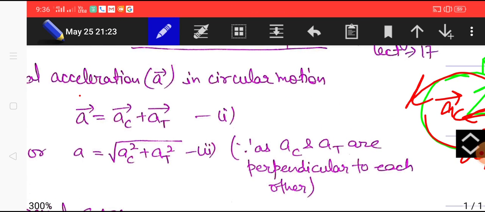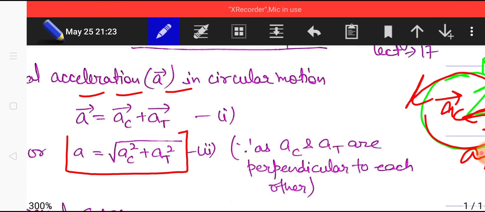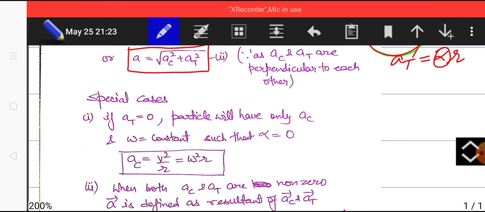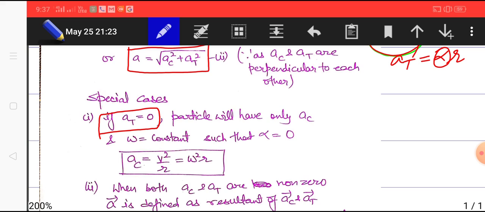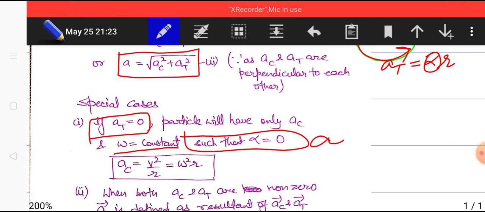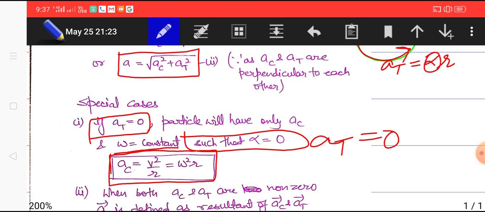So the total acceleration in circular motion with these two accelerations, which are perpendicular to each other, by simple vector addition, a is equal to a_c plus a_t, and as they are at 90 degrees, a is equal to the square root of a_c square plus a_t square. Special case: if tangential acceleration is 0, which simply means that omega is constant and the speed of the particle is not increasing, only the direction is changing, so alpha is equal to 0, or we can say a_t is equal to 0. So the only acceleration present is centripetal acceleration, equal to v square by r and omega square r.